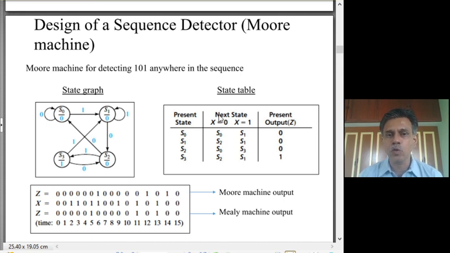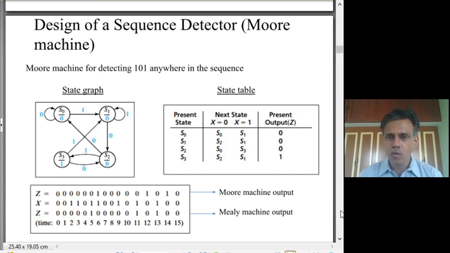Again, the next step is to encode it using bit variables A, B. Incidentally, the Moore machine has got 4 states and luckily only 2 bits, A and B. The number of bits does not increase. And then after encoding with A, B state variables, we can realize it.